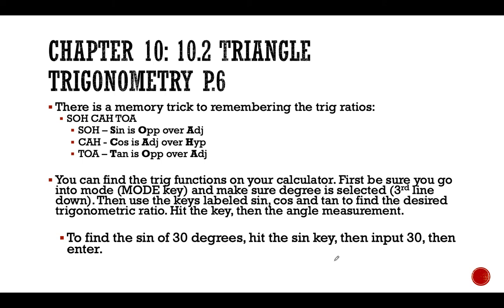You can find the trig functions on your calculator, but first be sure you go into mode using the mode key and make sure degree is selected. Cursor down to the third line and make sure degree is highlighted. Then use the keys on your calculator labeled sine, cosine, and tan to find the desired ratio. First hit that key, then the angle measurement. So for example, to find the sine of 30 degrees, hit the sine key, then input 30, then enter.